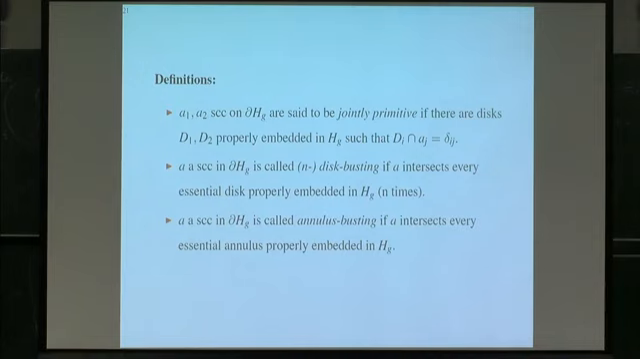So for jointly primitive, you should picture two different cores of the handlebody. They're sitting on the boundary, but they're two different cores in the handlebody. A curve on the boundary of a handlebody is disk-busting if it intersects every meridian disk in that handlebody, and it's n-disk-busting if it intersects every meridian disk at least n times. And a curve is annulus-busting if it intersects any properly embedded annulus in the handlebody at least once.